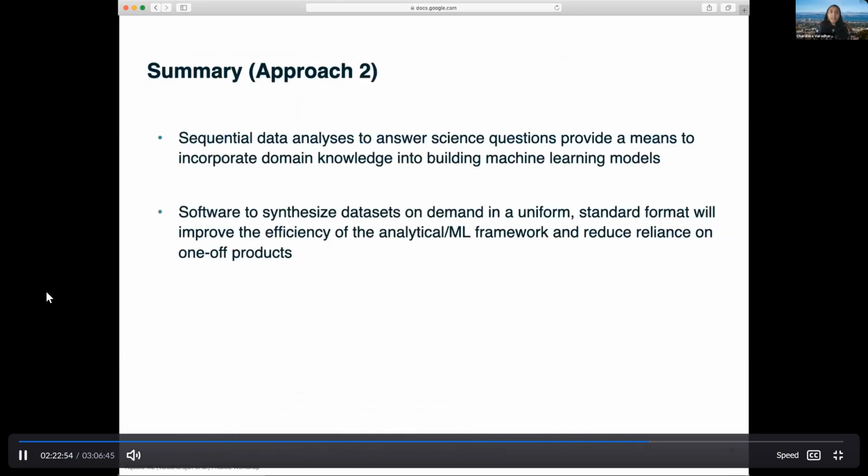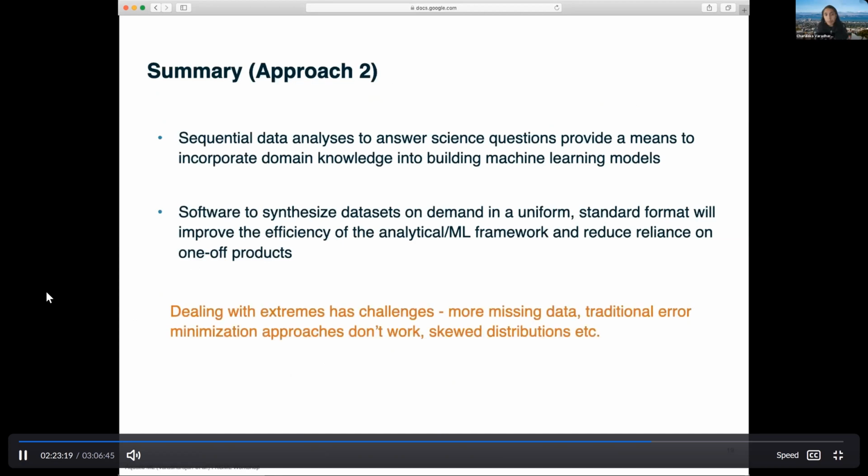To summarize, what we're doing is to look ahead and move towards using a cascading series of data analysis to answer science questions or test hypotheses that provide us a more structured way of incorporating our domain knowledge in the machine learning. Ideally, that'll help us improve both the model accuracy as well as the time it takes to build these models. We're also building this software that will provide long-lasting capabilities to synthesize data into a uniform format and incorporate new data as they become available and reduce our reliance on these one-off data products.